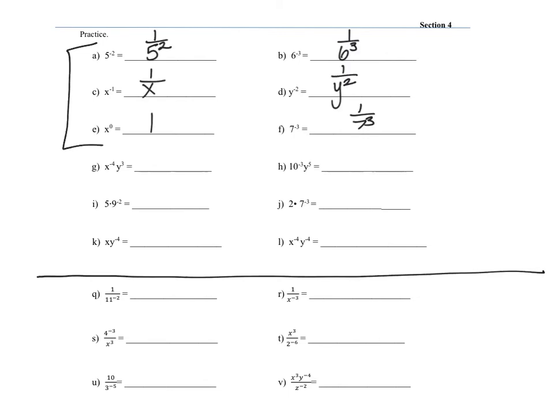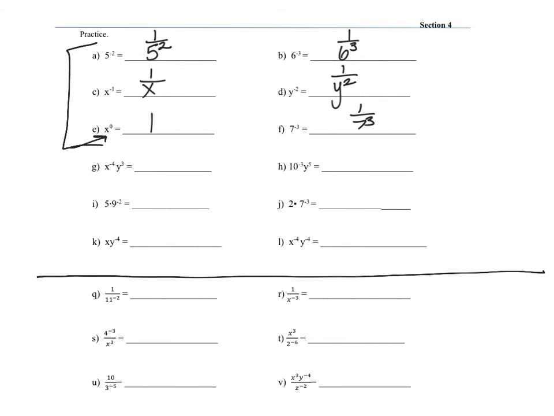Okay, hopefully you did this. You did this before you paused to do these problems, before you looked at the answers. And you should have 1 over 5 squared, 1 over 6 cubed, 1 over x, 1 over y squared. Anything, remember, to the power of 0 is 1, and then 1 over 7 cubed. So the idea is if you have a negative exponent, it swoops downstairs.